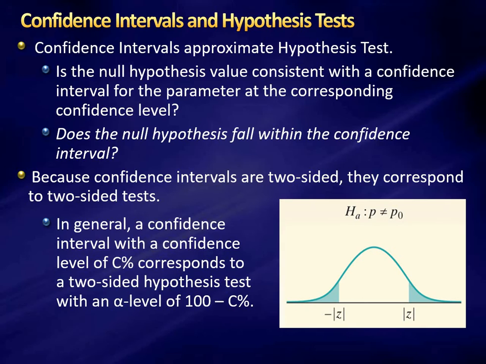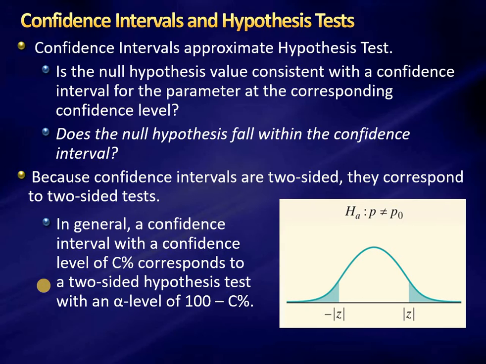Say it again. 0.1. 0.1. Because 90% is within here, that means that 0.1 or 10% falls outside. And if it falls anywhere in that outside part, we would reject the null. That's for a two-sided.